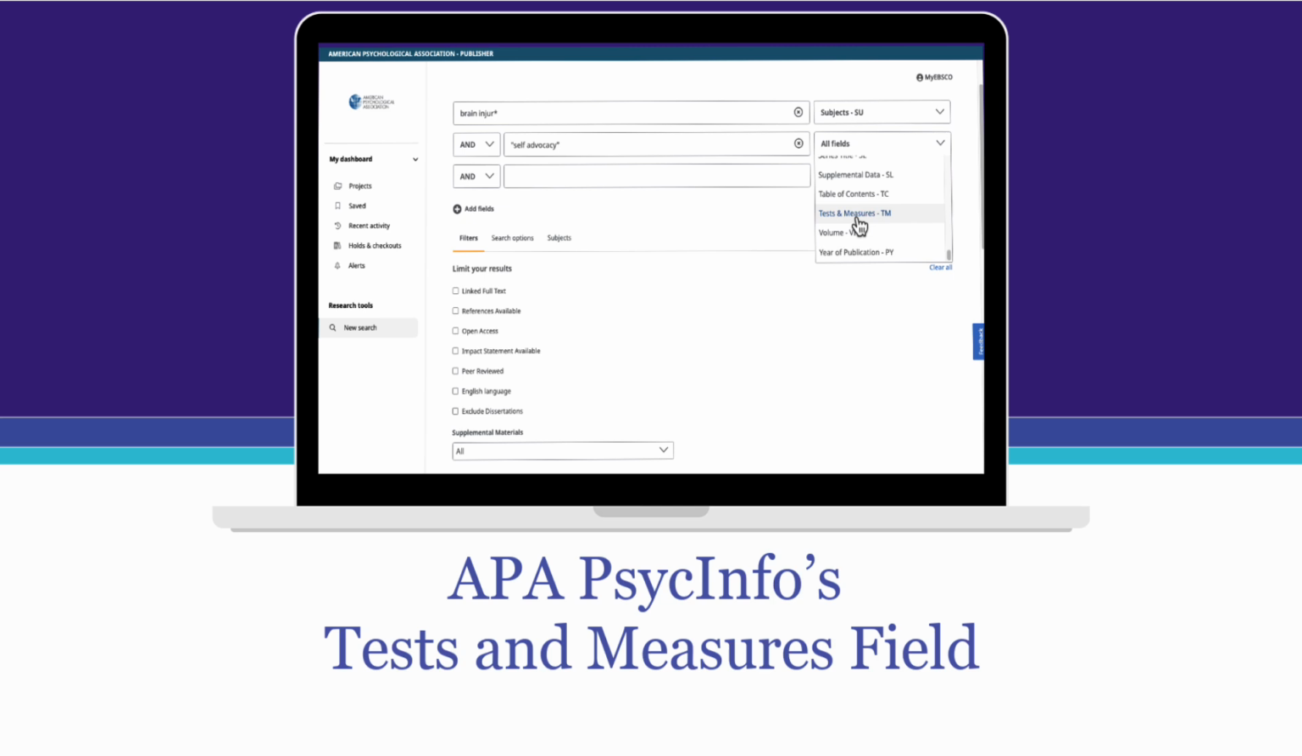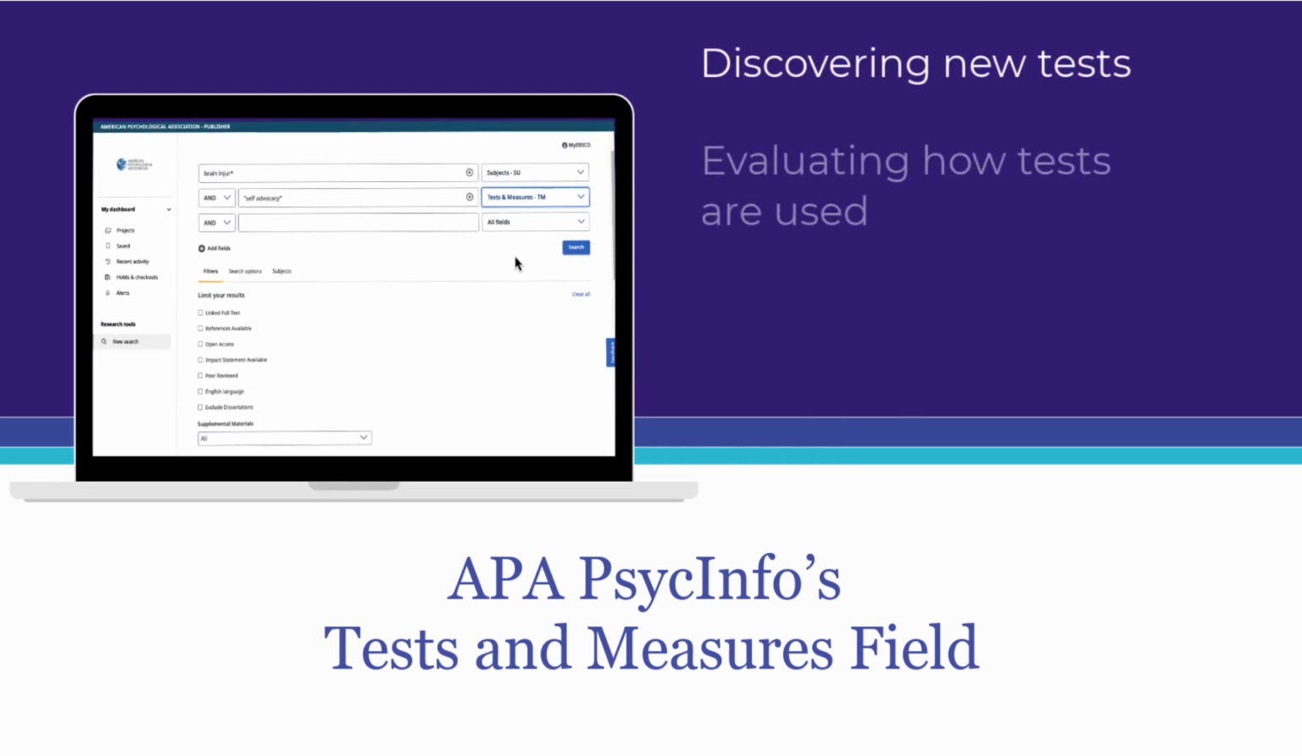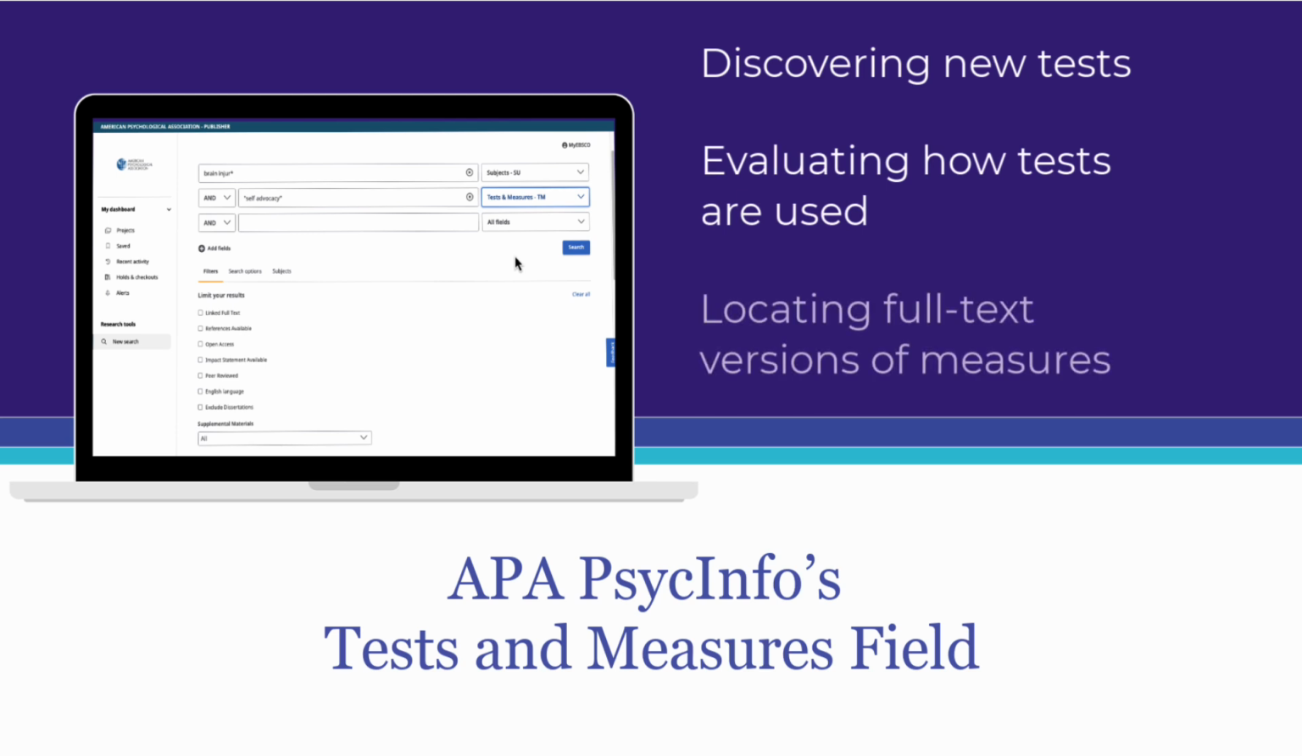APA PsycInfo's Test and Measures field is a powerful tool for finding articles where authors mention a test or measure. Whether you're discovering new tests, evaluating how tests are used, or locating full text versions of measures, this feature is invaluable for your research.